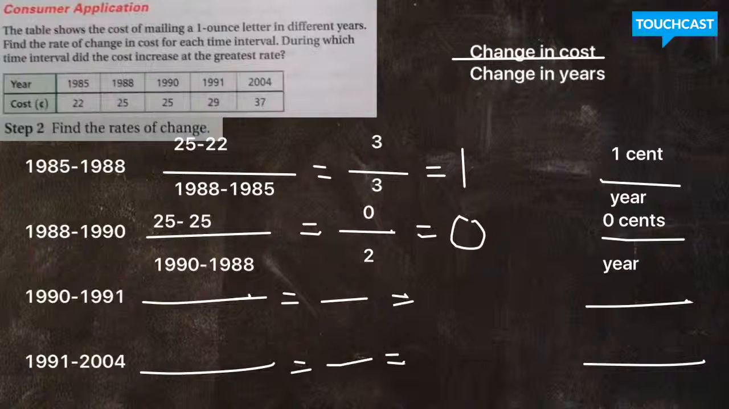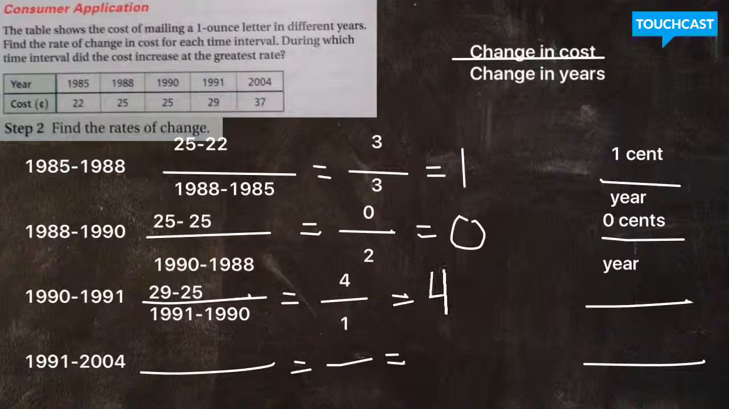All right, let's look from 1990 to 1991. It cost 29 cents for a postage stamp in 1991. Take away the 25 cents it cost in 1990, over 1991 take away 1990. Well, 29 take away 25 is 4, and 1991 take away 1990 is just 1, so our rate of change is 4, or 4 cents per year.